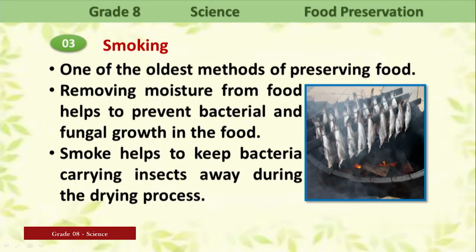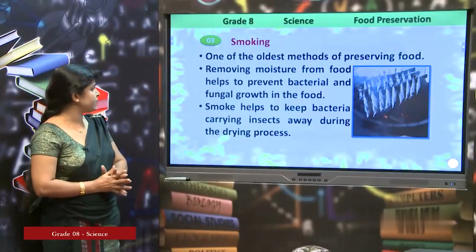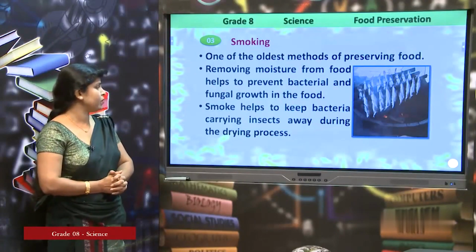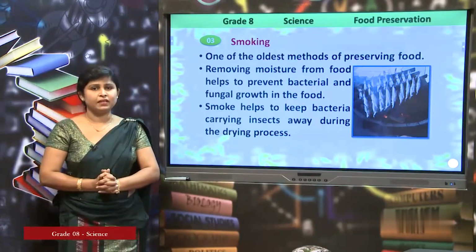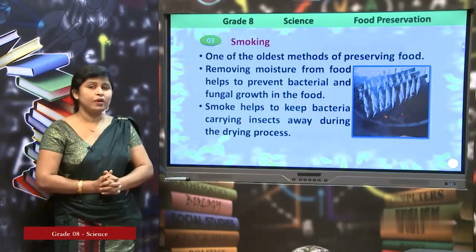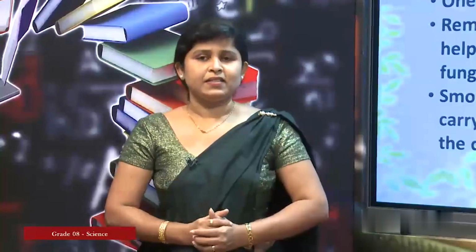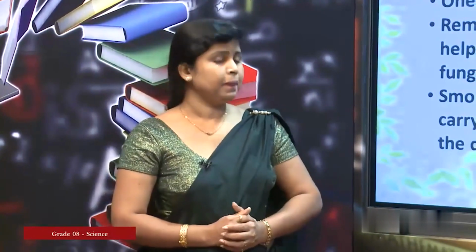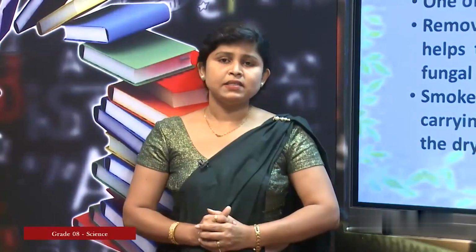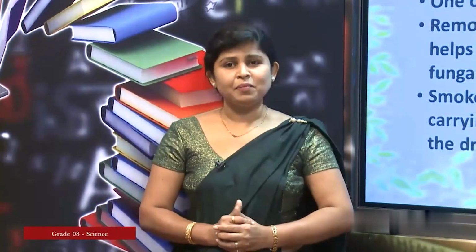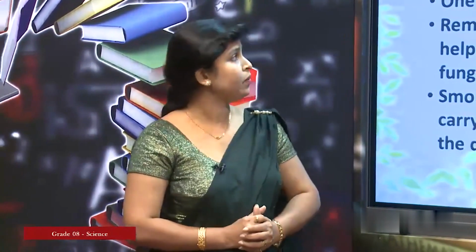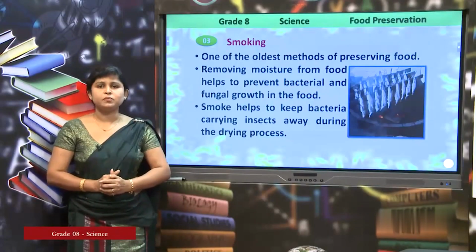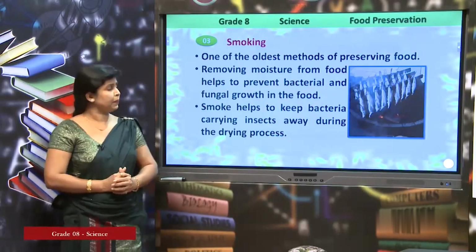Smoke helps to keep bacteria carrying insects away during the drying process. When these insects come to the food, it can get spoiled quickly due to their action. So, the smoke helps to keep them away, right. I have not mentioned that point here. Smoke contains certain types of chemicals, and those chemicals act as food preservatives. Now I have described how smoking is used to preserve food items.